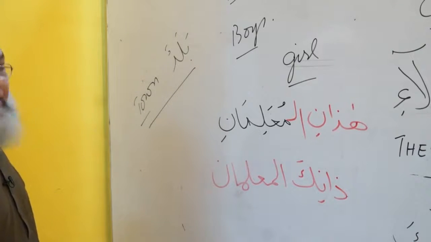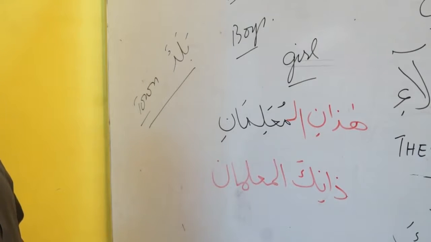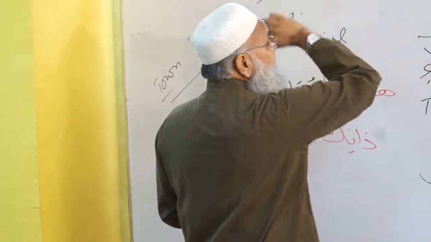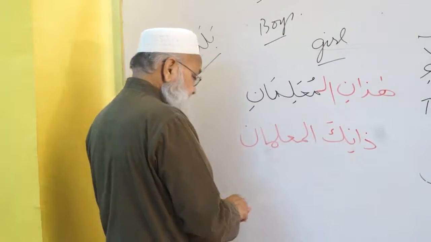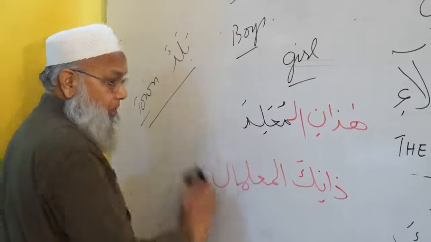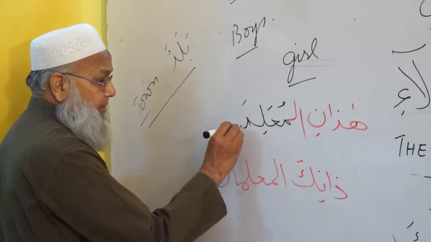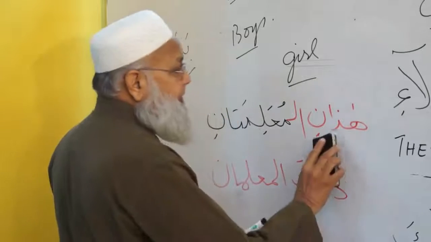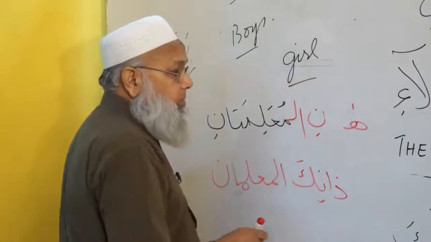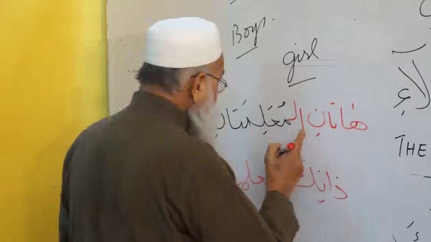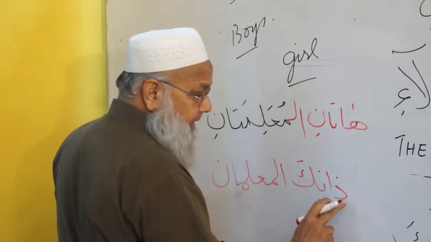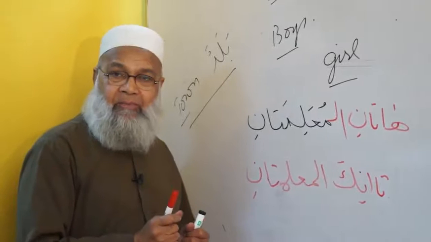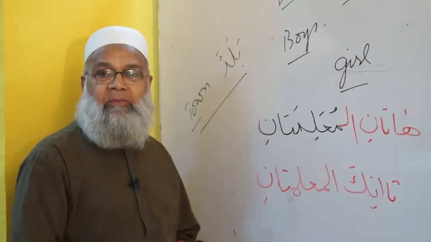But in English, teacher is masculine and feminine both. Say we know that these two teachers are lady teachers. So this will become muallimatani. Two lady teachers would be muallimatani. But since this is feminine, you will have to bring the feminine form. Here, this will change to hatani. Hatanil muallimatani or tanikal muallimatani.